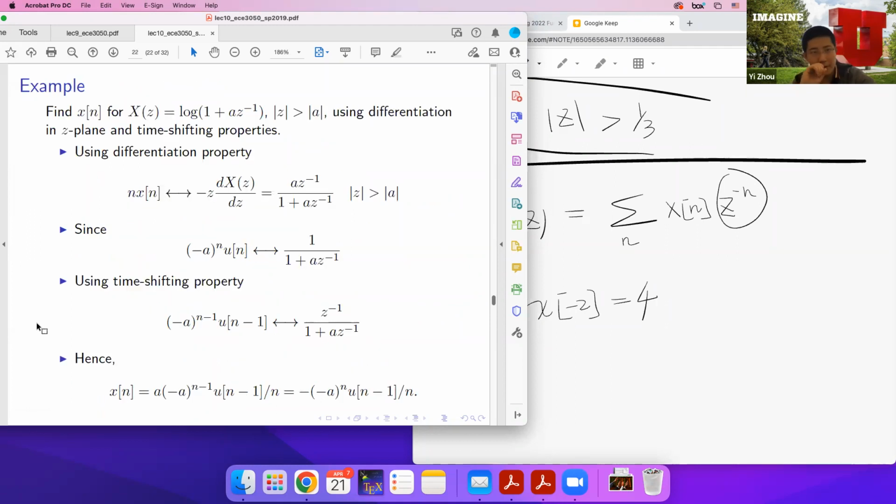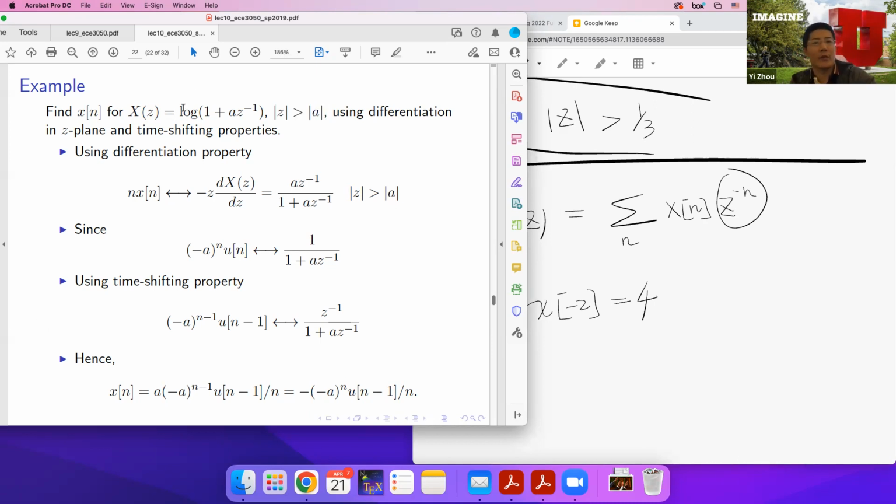Okay, and we can quickly look at some examples of how to apply these properties to calculate the Z transform. Here we want to find the inverse of this Z transform. The Z transform is given by this log form, while the region of convergence is given by this region.